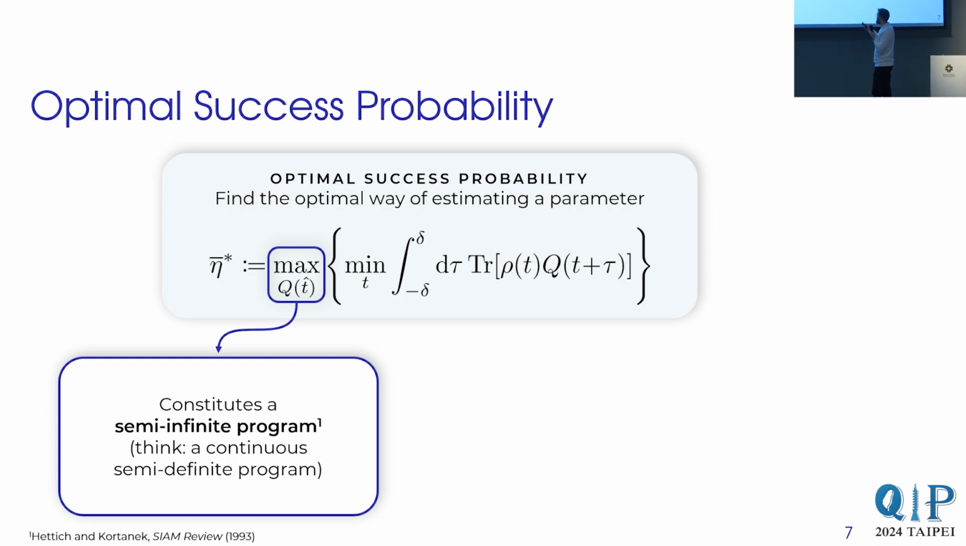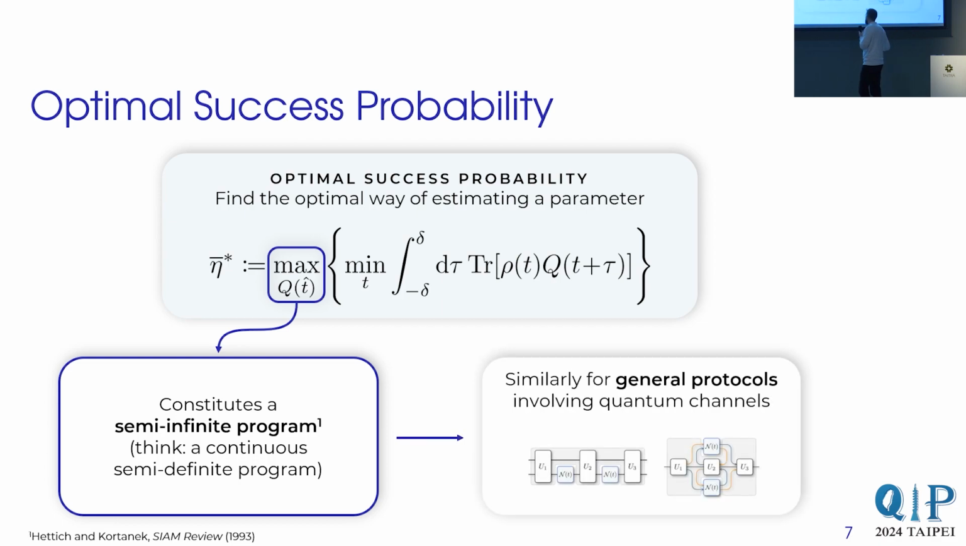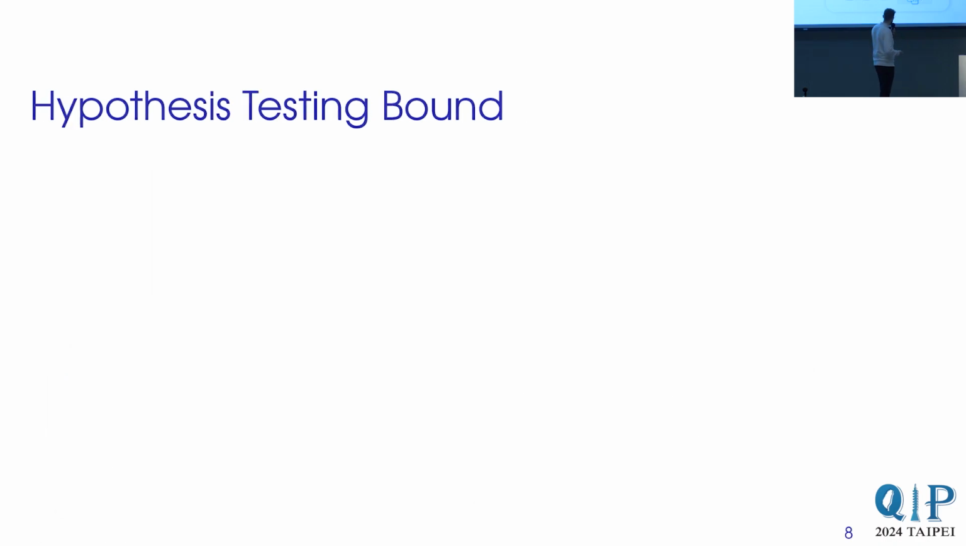And I showed you the thing here for parameterized states, but it also generalizes to protocols that involve quantum channels, like, for example, adaptive protocols like the one we saw in the previous talk. Okay, so we can also optimize in that case.